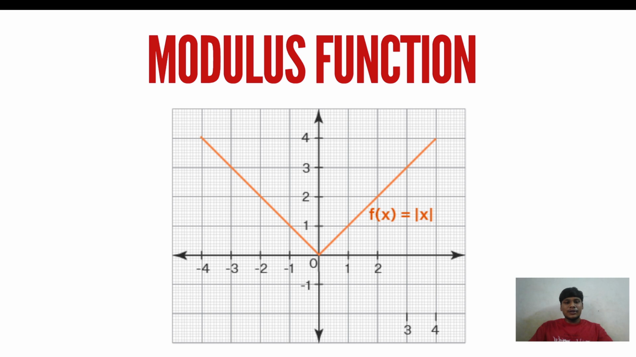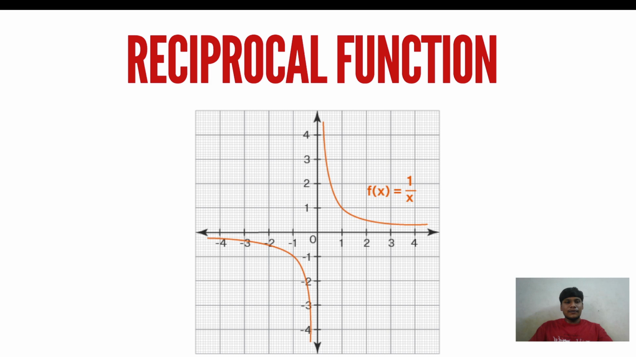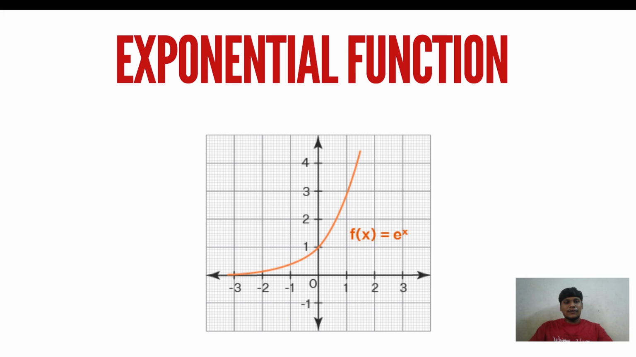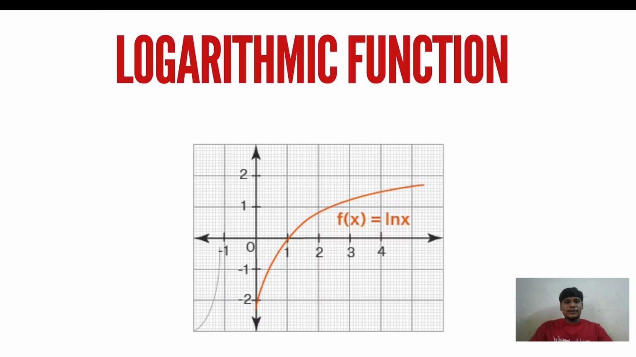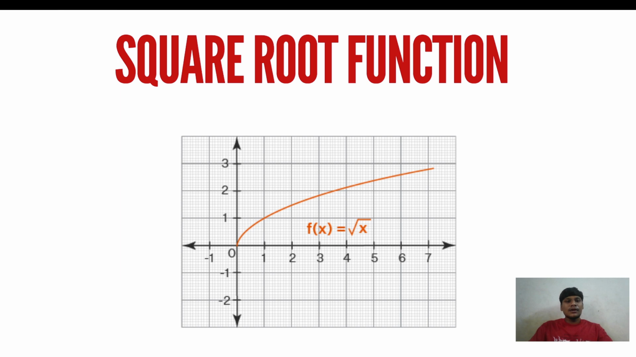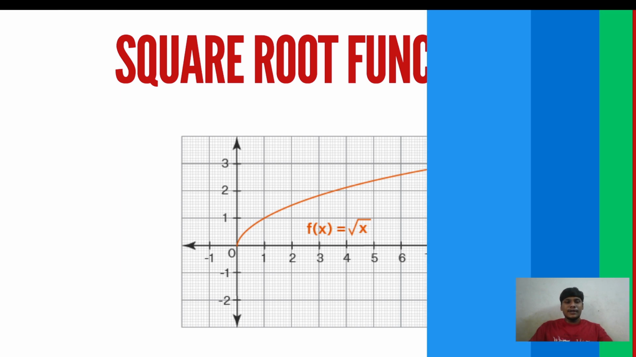which has only positive output values. This is the graph of the reciprocal function, where we have the function in the form of a fraction, like 1 by x. This is the graph of the exponential function, where we have the e power x function. This is the graph of the logarithmic function, where we use ln and log in the function values, f of x. This is the square root function, where we have the square root as usual. It is the graph of the square root function.